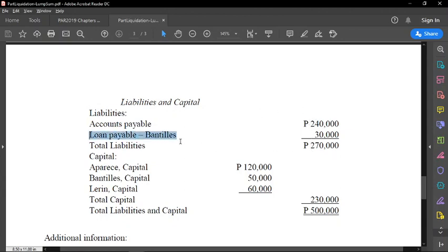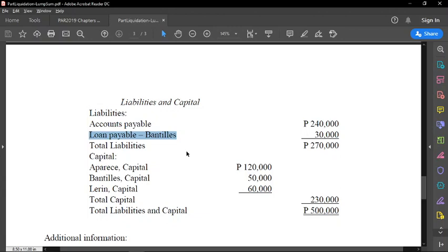Pero, isa niyan is a liability to Bantillas. So, ano po yan, ma'am? Ibig sabihin, si partnership nangutang kay Bantillas na partner ng 30,000 pesos. Utang siya in a sense na partnership has this, they have this agreement na babayaran niya yung utang. So, nag-agree sila na utang lang talaga yon, hindi siya additional investment. Because the partnership has this intention of paying Bantillas the certain amount.